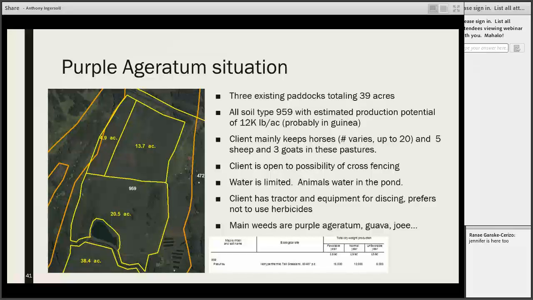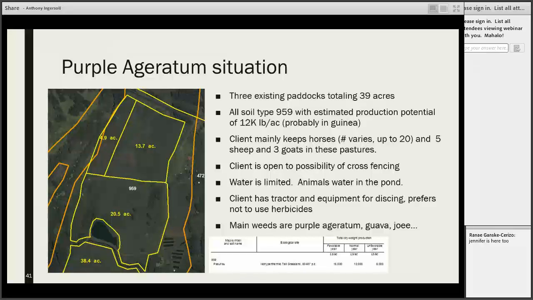The client mainly keeps horses in these pastures. The number varies because he's got a trail riding operation. I could actually count the horses that are out there from one of the aerial images, and he's had up to 20. And while we were out there last week, I think I saw 5 sheep and 3 goats. So we're going to assume that that's his situation. Last week we just had 5 horses, I believe.